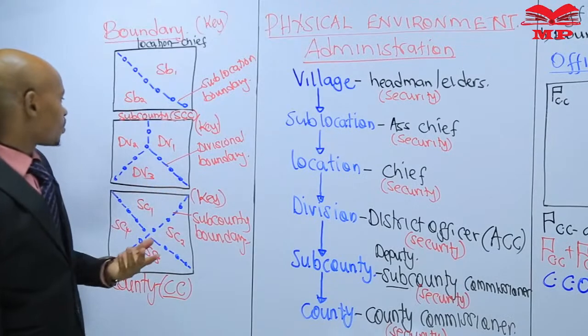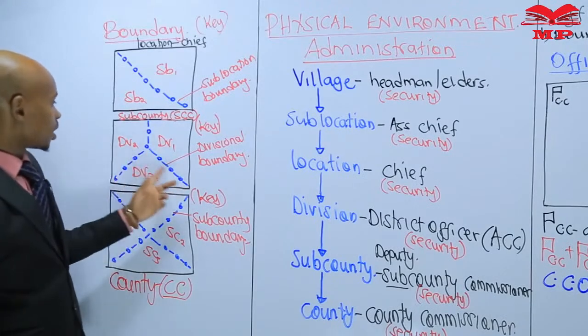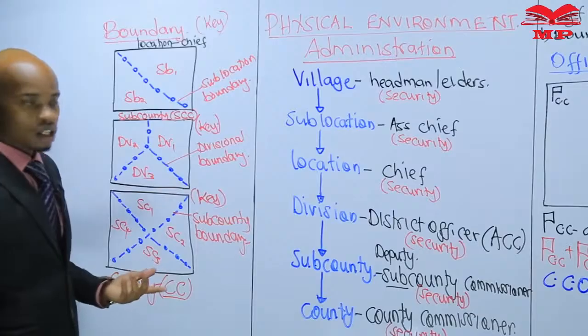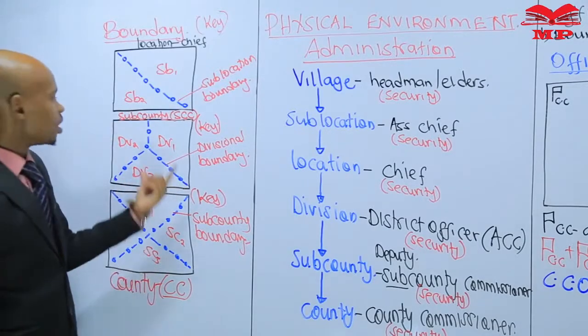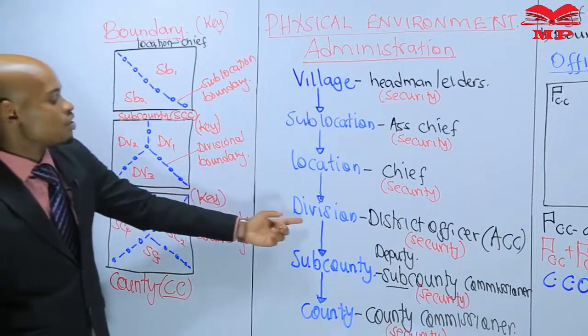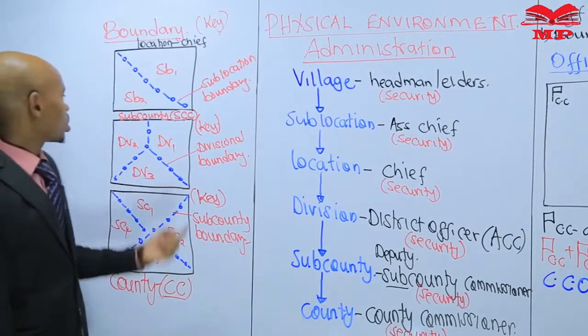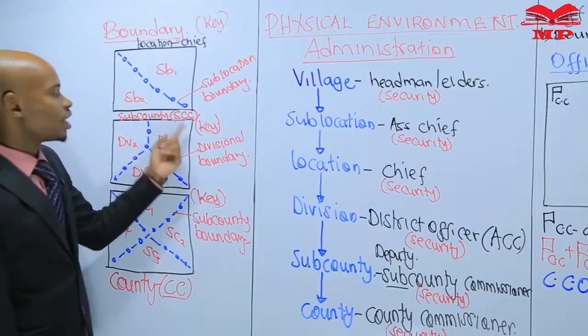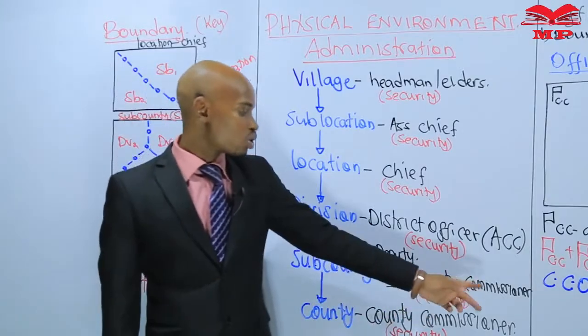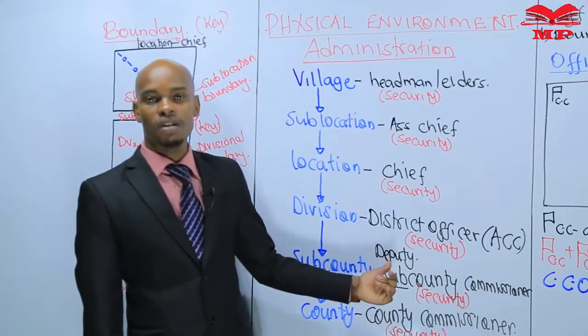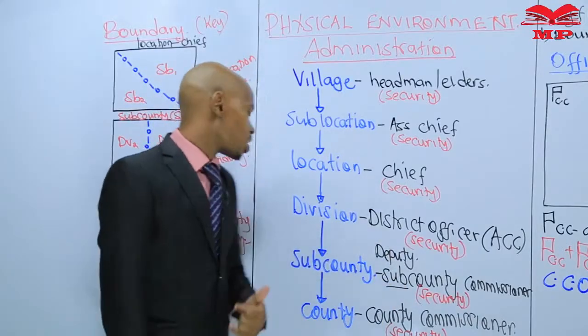In the second example, I've given that this boundary is a divisional boundary, meaning this division 1, probably division 2, division 3. Many divisions will go to a sub-county. So this area is a sub-county under sub-county commissioner. And I've said he doesn't have to be a sub-county commissioner. Sometimes he will be a deputy county commissioner.